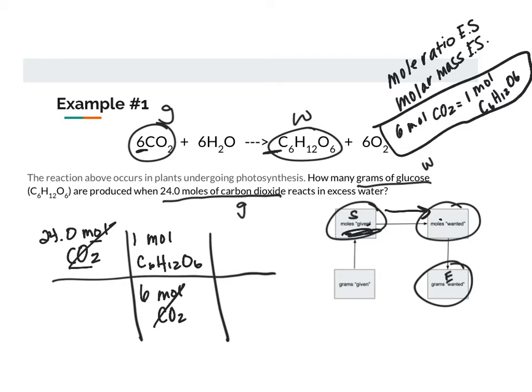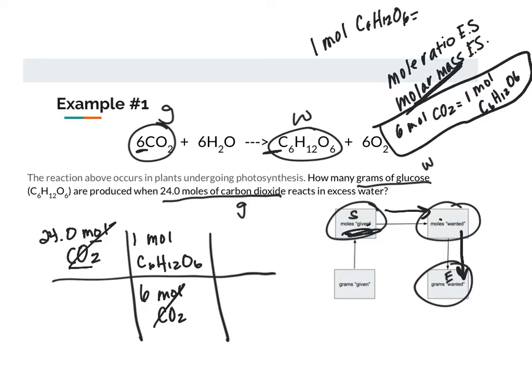My next step, I have to go from the moles of wanted to the grams of wanted. Now, the way that we go from moles to grams of the same substance is going to be that molar mass equal statement that we're going to make. Keep in mind that the molar mass equal statement, I'm just going to write the equal statement up here, is always going to be 1 mole of the substance. So the substance is going to be my glucose, C6H12O6.